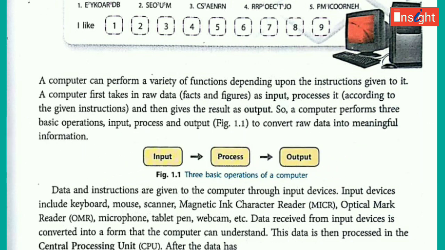information. Students, you are already acquainted with the input and output devices. Data and instructions are given to the computer through input devices. Input devices include keyboard, mouse, scanner, magnetic ink character reader that is called MICR, then OMR, optical mark reader, tablet pen, webcam. These are all input devices.